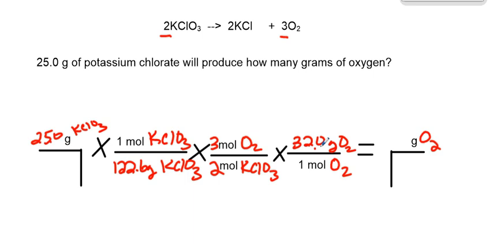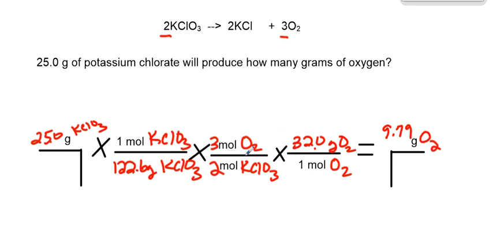So now mathematically, what are we going to do to figure out our answer? Well, I've got my calculator. I'm going to take 25.0. Anything on the bottom is going to be divided, so I'm going to divide by 122.6 because that's on the bottom. Then I'll multiply by 3 because that's on the top. I'll divide by 2 because that's on the bottom, times 32.0. And my answer is 9.79 grams of oxygen.